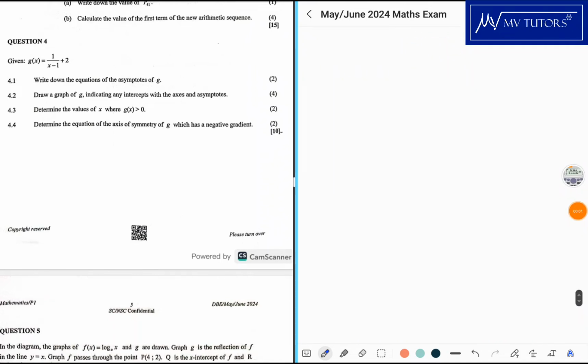These questions are going rather quick, and so far so good. So question 4, we have the function g of x.